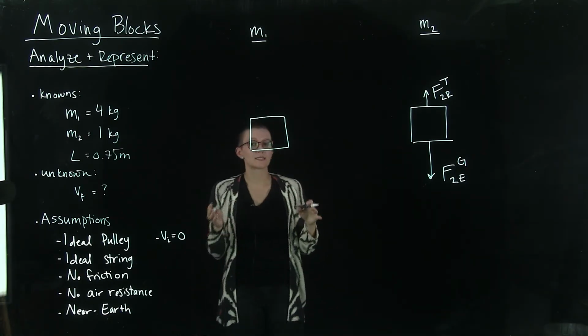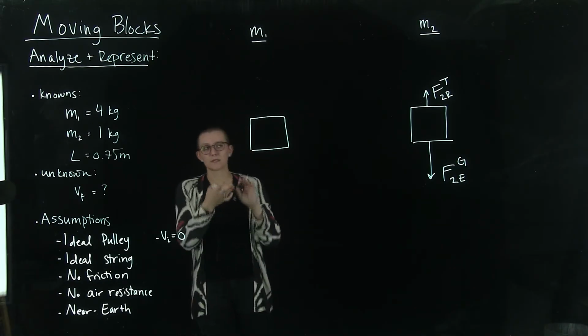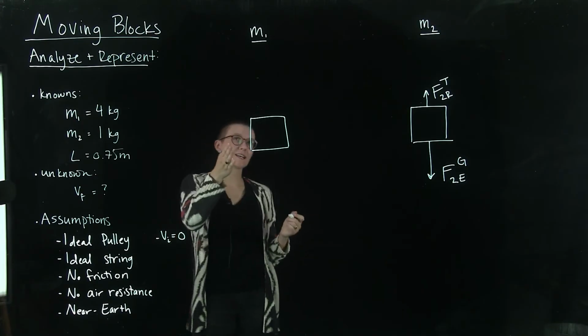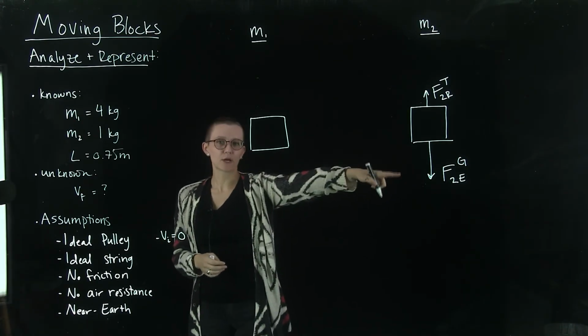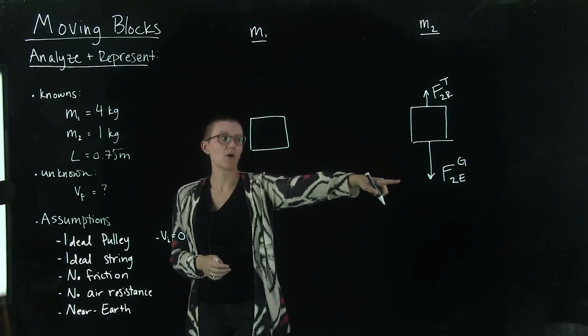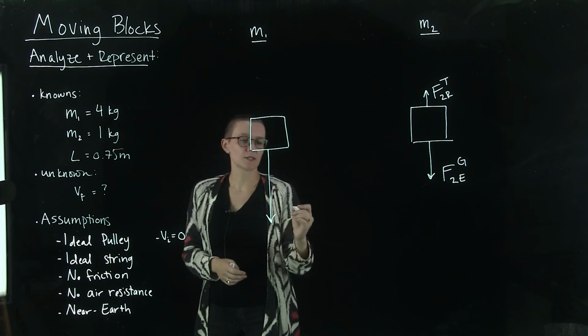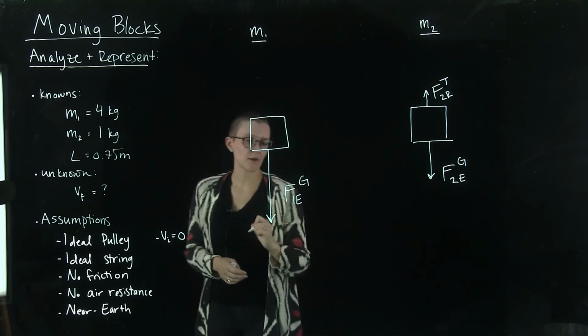So mass 1 is sitting on a table, so I know that there should also be a normal force, a gravitational force, and a tension force. I'm going to start with my gravitational force, and because I know that my mass 1 is bigger than mass 2, I'm going to draw an arrow that's bigger than that gravitational force arrow over there. So my gravitational force arrow might look something like this. Here's my gravitational force on 1 by the Earth.